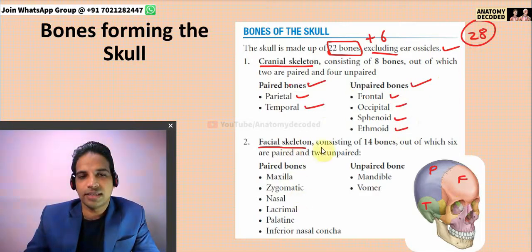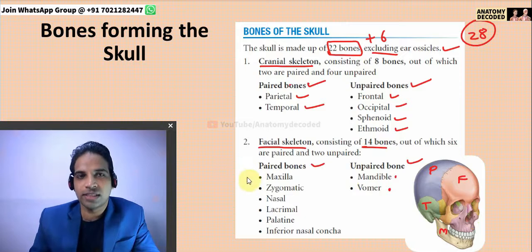And facial skeleton has got a total of 14 bones. Here also there are paired and unpaired bones. First we can remember the unpaired. One is the mandible, another is the vomer. This is mandible, and vomer is the midline bone. When we see the nasal cavity, the thin bone seen in the midline will be vomer.